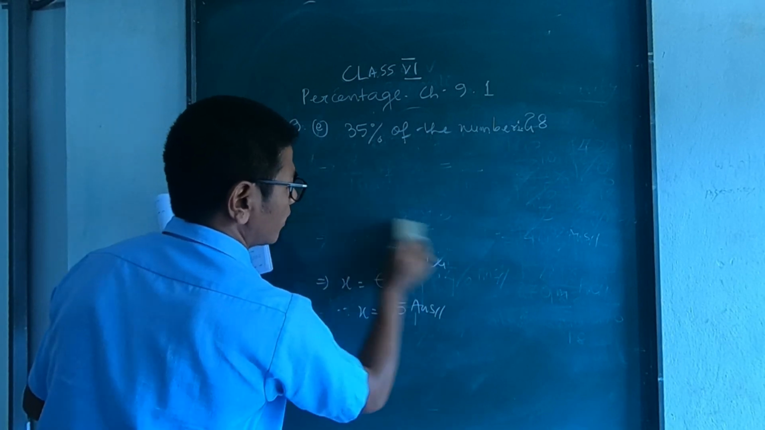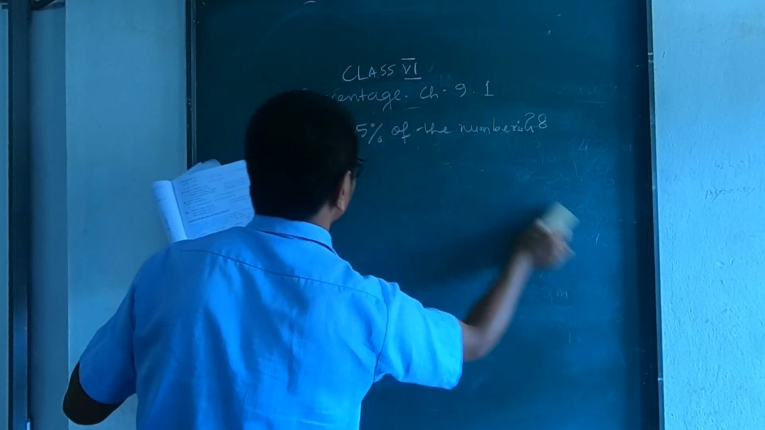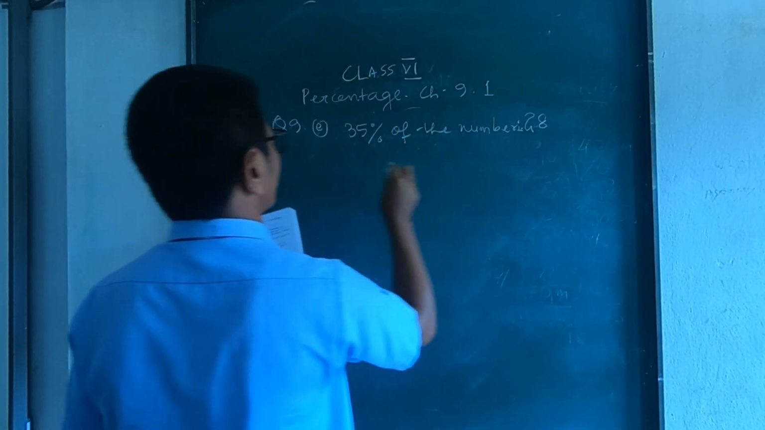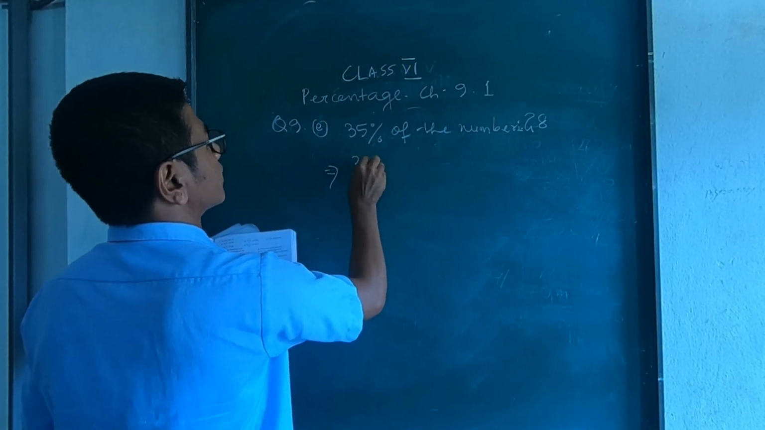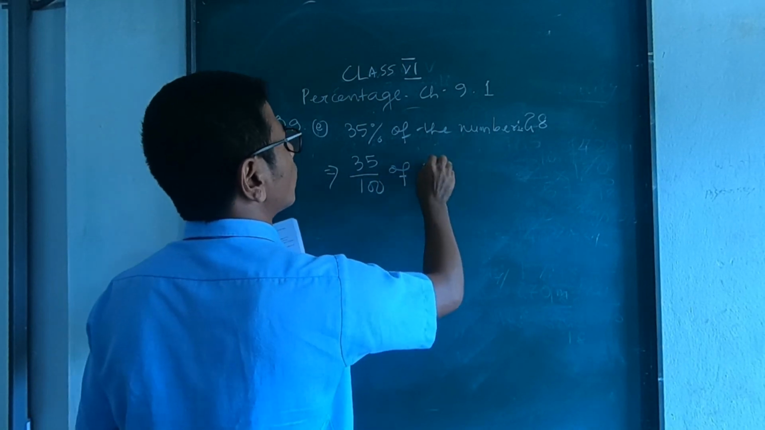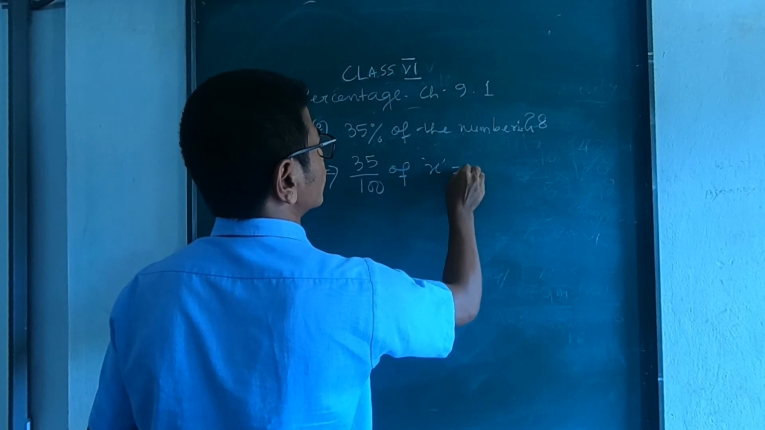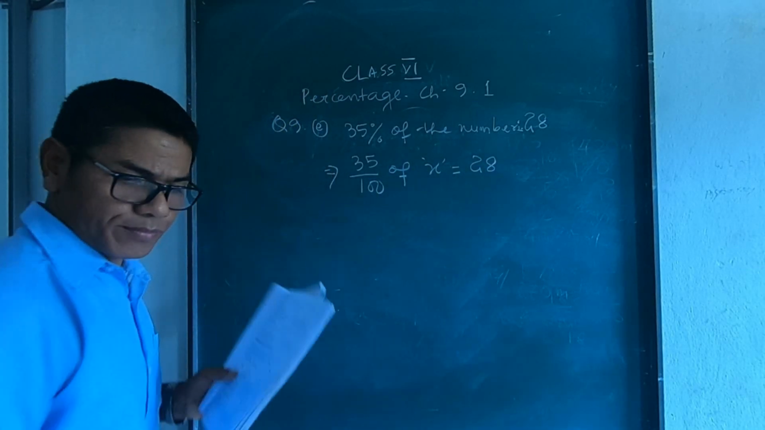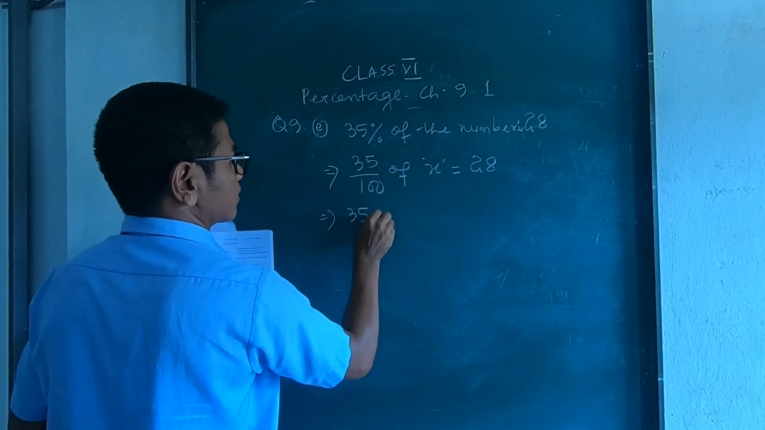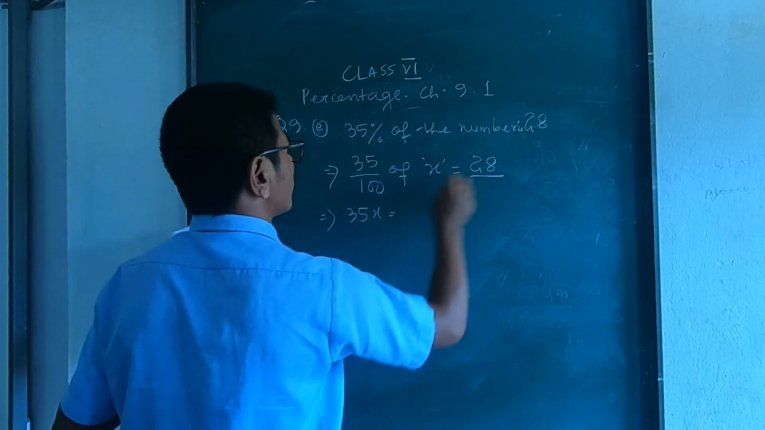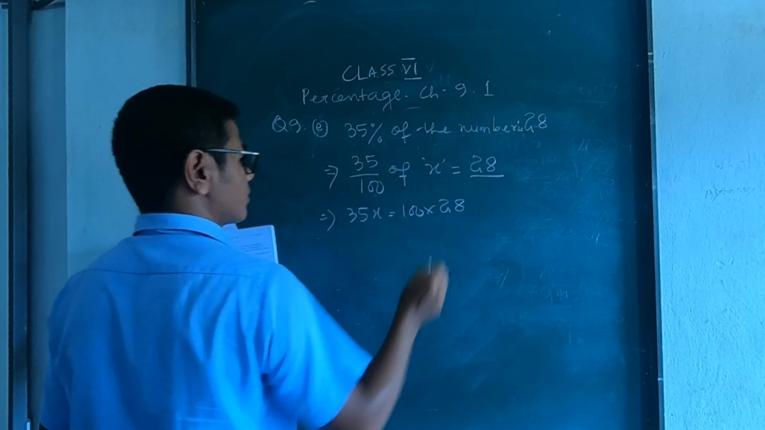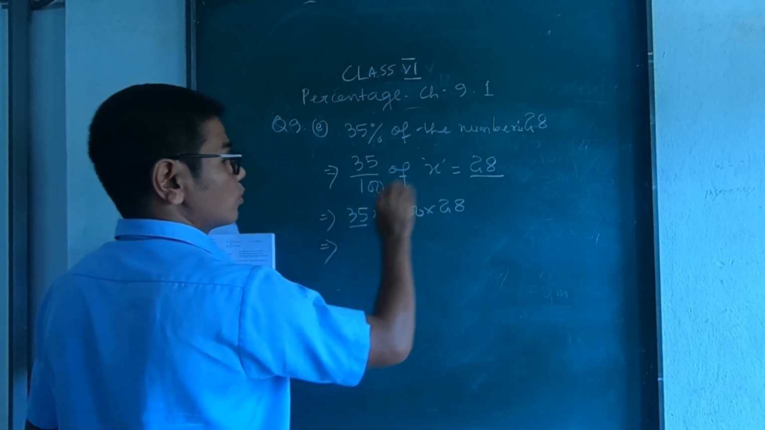Let's read the question. 35% of the number. In the previous math we have also done, 35% is 35 by 100 of the number. Do we know the number? No. Let us make it x is equal to 28. Let's solve it. 35 into x equal to, you will multiply 100 into 28.